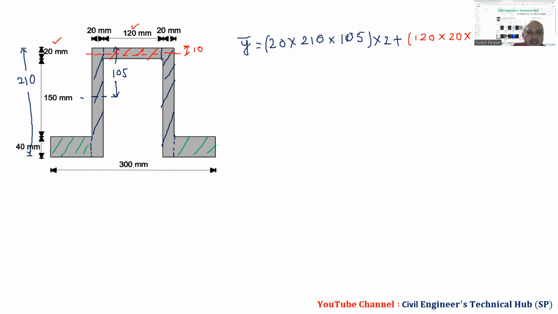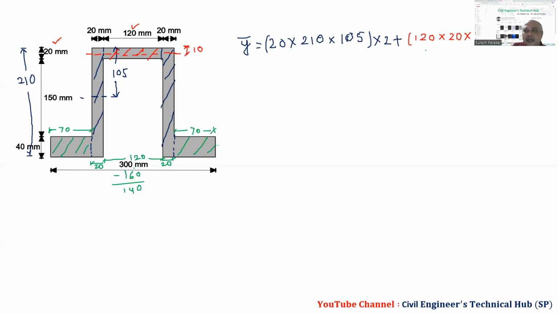Now we have this as 300, and this is 120. So this we have 120. This is 20, this is 20. So this will be 160. So 300 minus 160, we have 140. So we will get this at 70, and we will have this at 70.